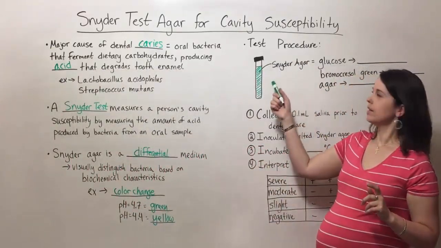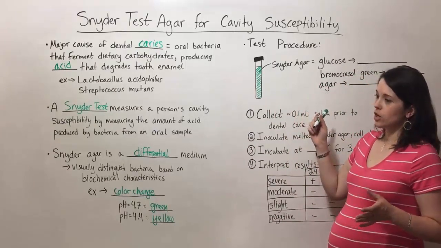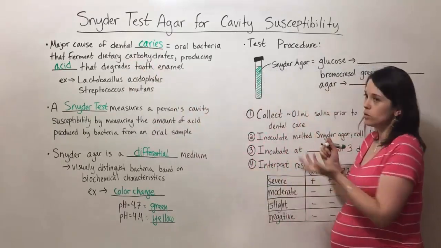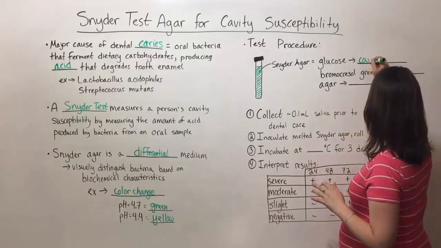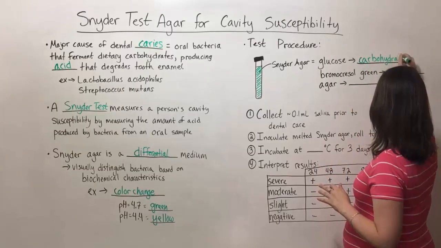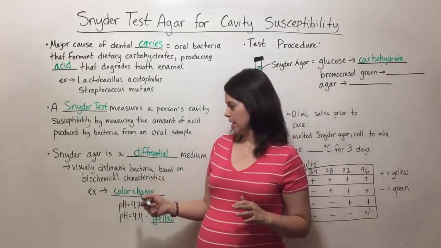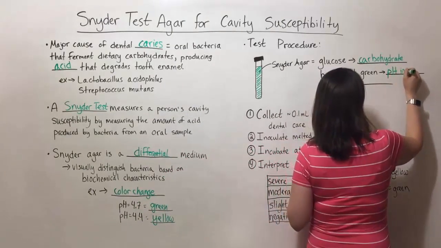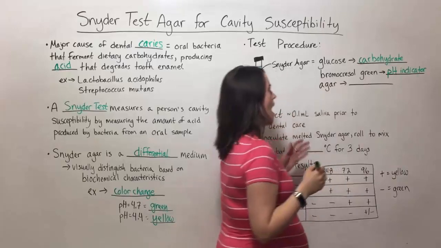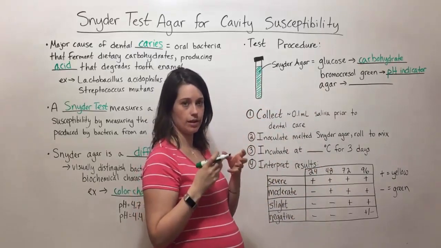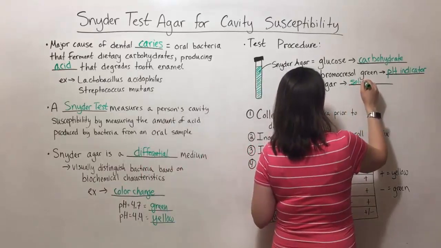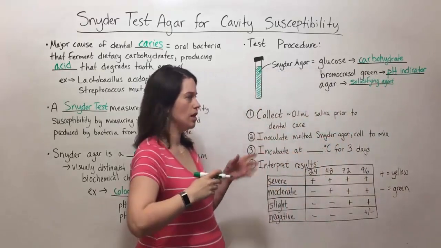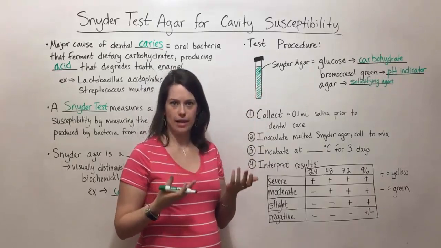You start out with Snyder agar. It's green initially. The Snyder agar is composed of glucose. Why glucose? Well, we said that it's dietary carbohydrates that these bacteria ferment, and so glucose is the carbohydrate that's used in this test. And then I already mentioned the bromocresol green that changes colors based on the pH. It's our pH indicator. And then the Snyder agar also includes agar. That's just the solidifying agent. In other words, that's what keeps the stuff in the tube in this solid gel-like consistency instead of a liquid.